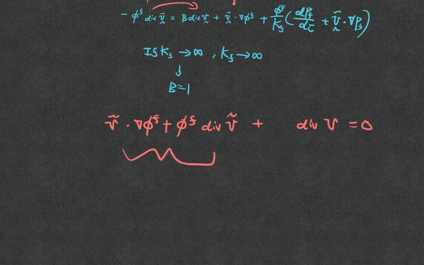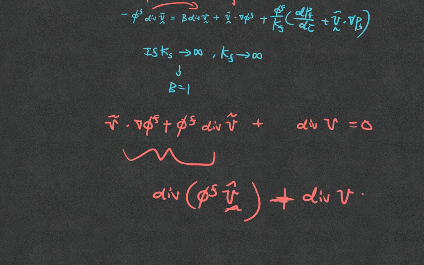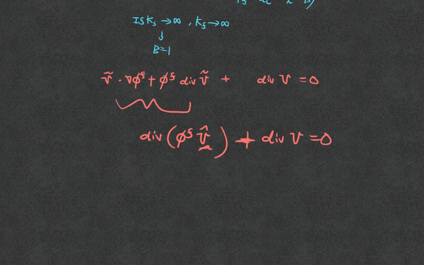Now, if I combine this term, applying the product rule, I would get back this term: the divergence of rho times the porosity times the relative velocity, plus the divergence of V equals 0. So I get back what I had before, the divergence of velocity plus the divergence of Darcy's velocity equals 0.